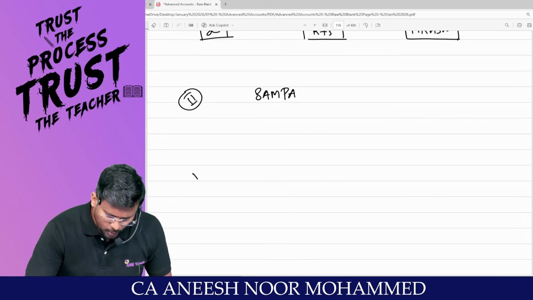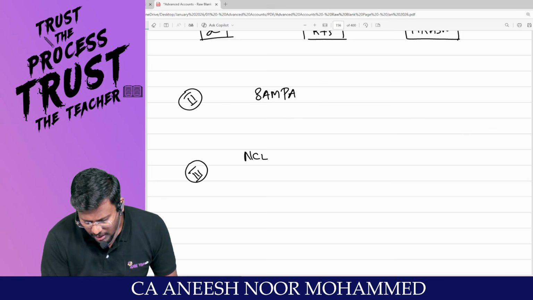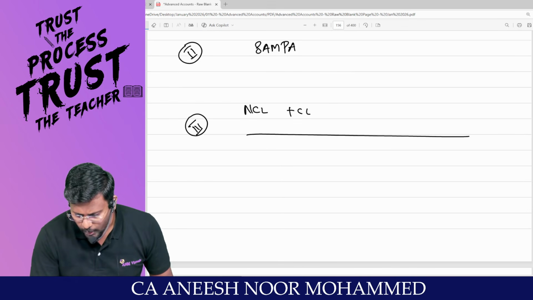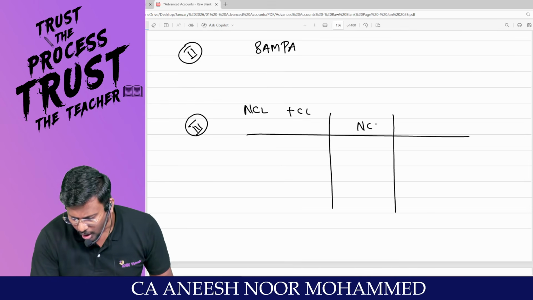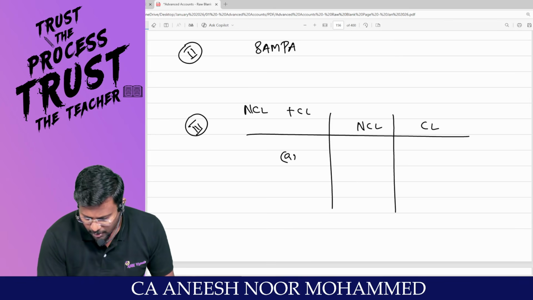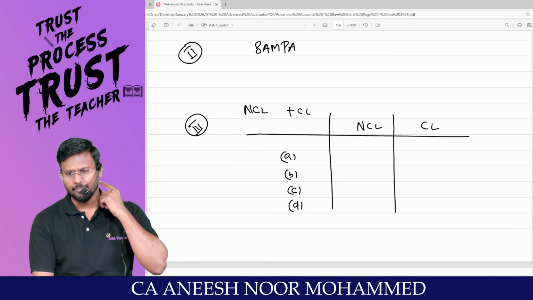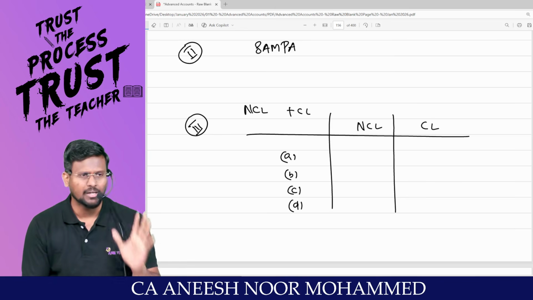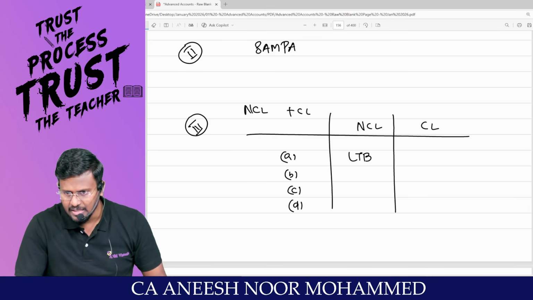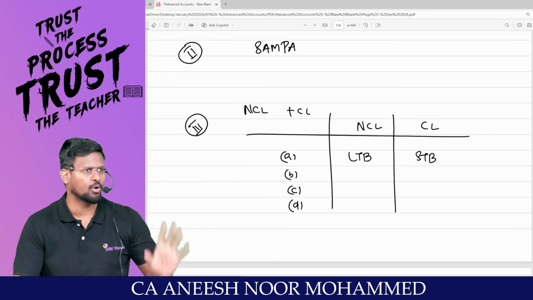My dear lovable students, the third one is non-current liabilities, and the fourth one is current liabilities. It is like A, B, C, D. There are 4 items. In A, it is what? Long-term borrowings. Here it is short-term borrowings. The opposite of long-term borrowings is short-term borrowings.